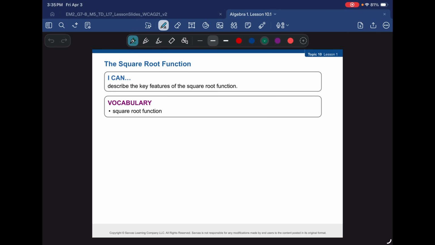Today we are doing the enVision Algebra Topic 10 Lesson 1 about the square root function. And after today's lesson, you will be able to describe the key features of the square root function and apply it to a real-world scenario.